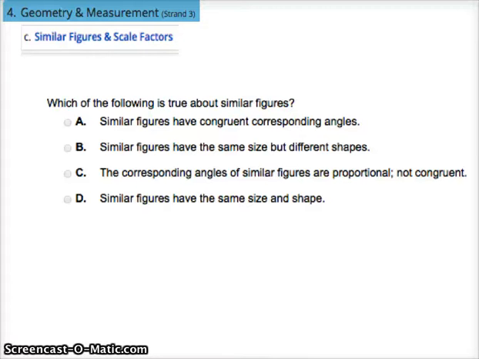Similar figures and scale factors. These first questions have to do with really the definition of what are similar figures or congruent figures. So which of the following is true about similar figures?